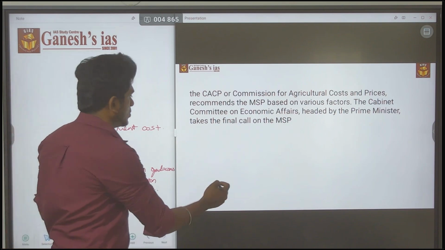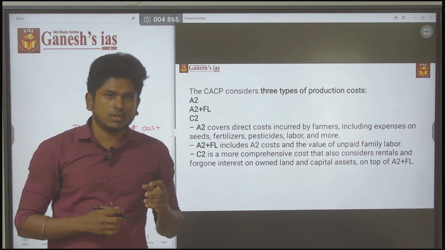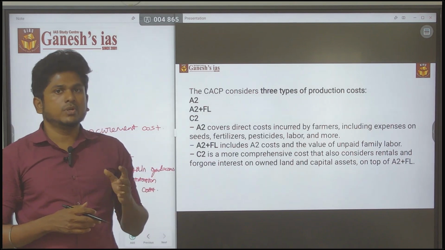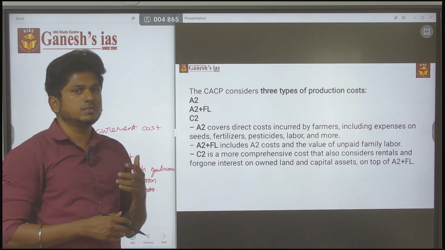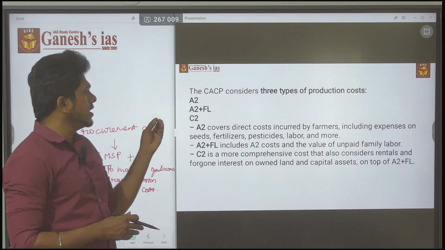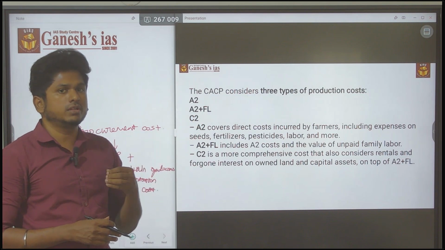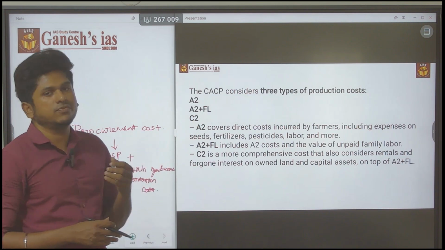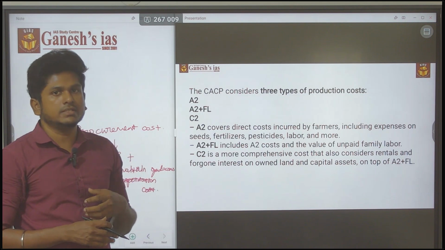And you also have to note this thing. There is a talk going on about the MS Swaminathan Committee. Usually the MSP price is decided based on the formula of A2 plus FL. But what the MS Swaminathan Committee is saying is that the government has to provide C2 plus FL. This is what the MS Swaminathan Committee is recommending.